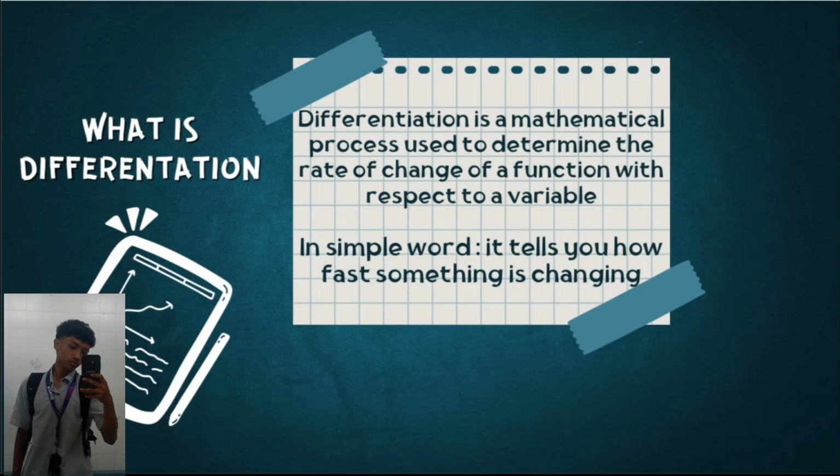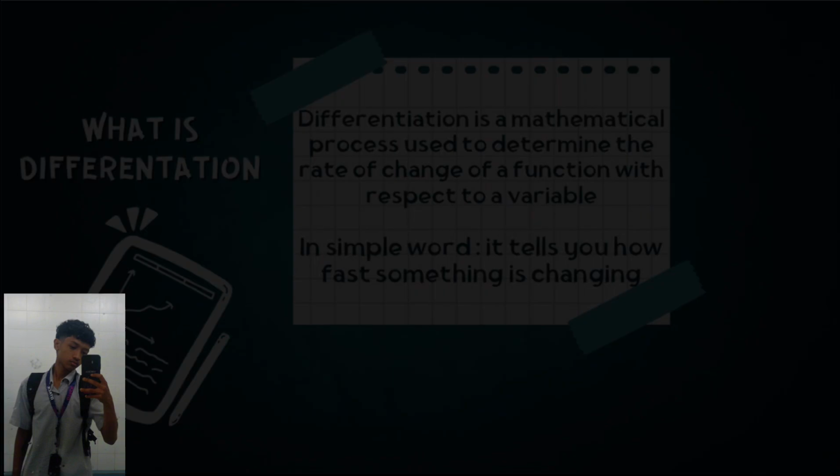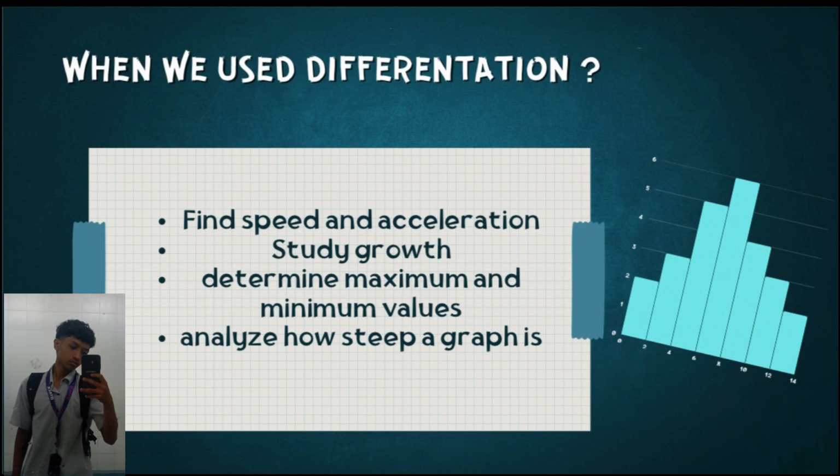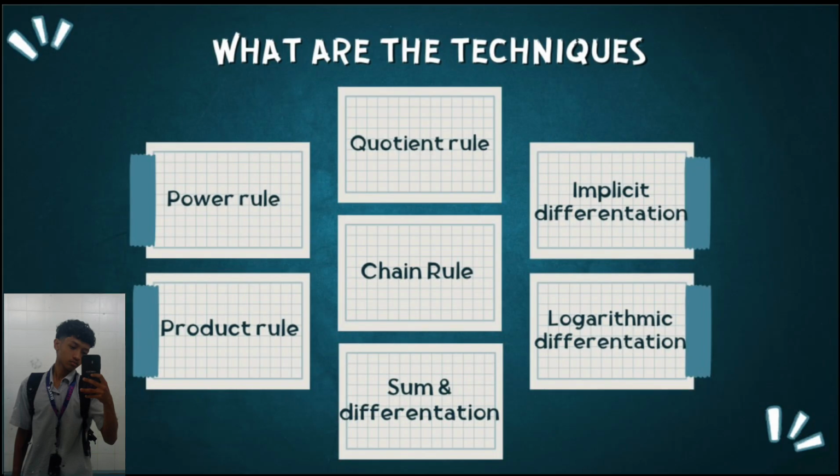Today I'm going to explain what is differentiation and what are the techniques. So first of all, what is differentiation? Differentiation is a mathematical process used to determine the rate of change of a function with respect to a variable. In simple words, it tells you how fast something is changing. We use differentiation to find speed and acceleration, study growth, determine maximum and minimum values, and analyze how steep a graph is. So what are the techniques?